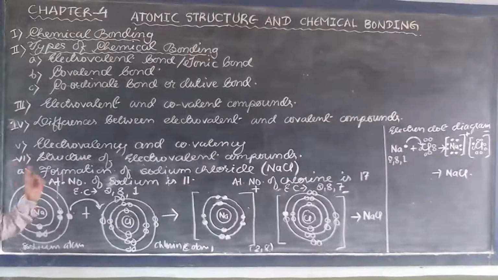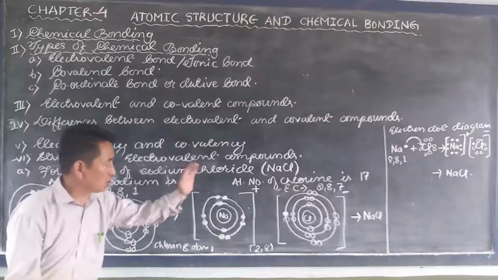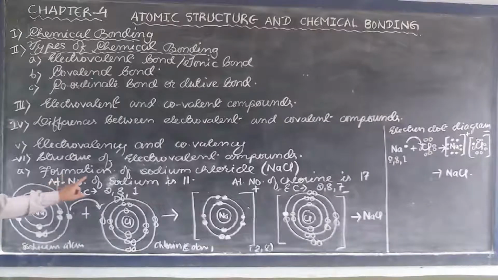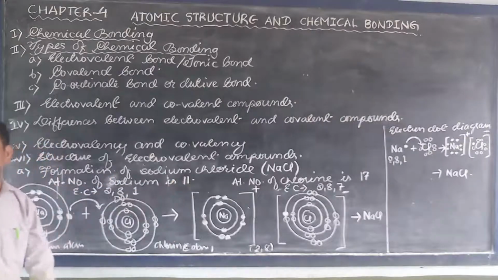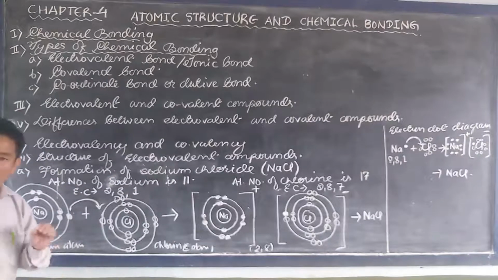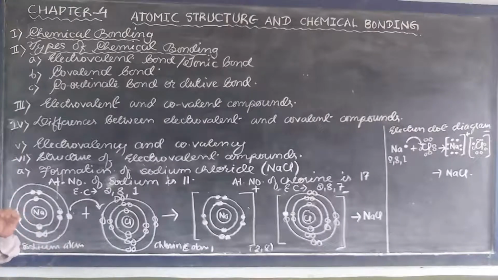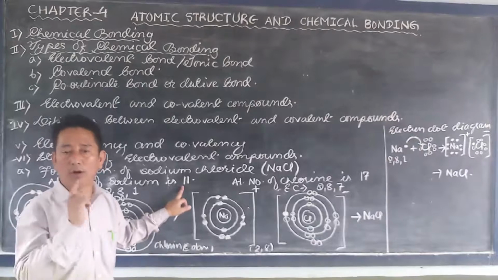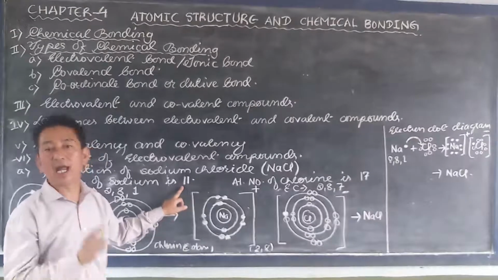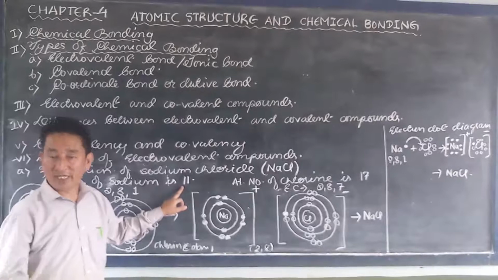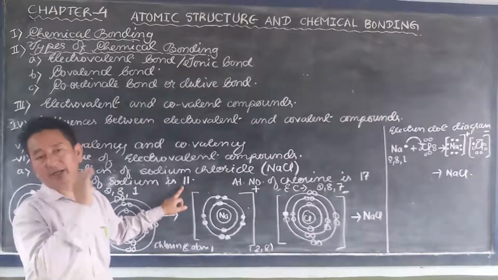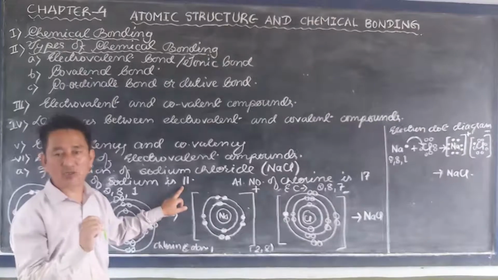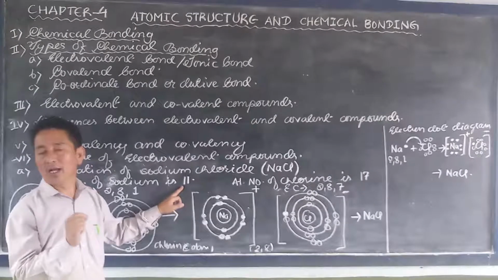Today we will do only the formation of sodium chloride. As you know, the atomic number of sodium is 11. As I already explained, atomic number means the number of electrons present in an atom. This atomic number is very important because it gives the electronic configuration of an atom.